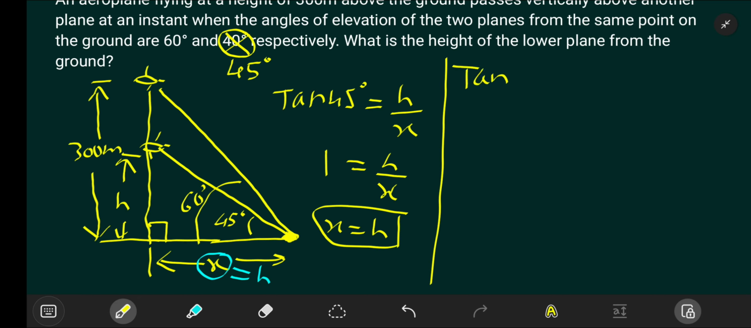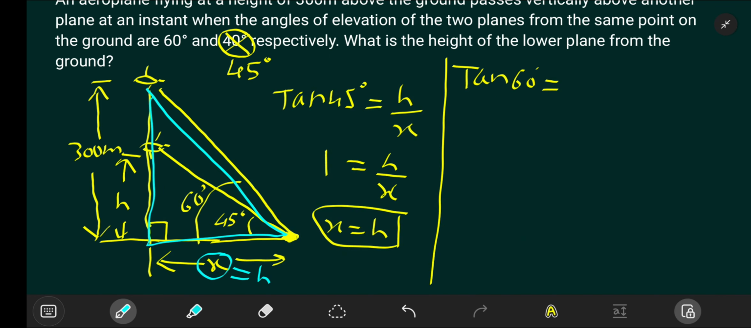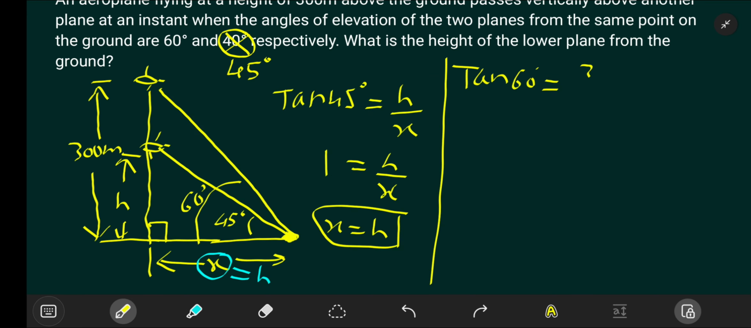Now next, tan 60 degrees. We will take this complete triangle, that is 300 meters. This angle is required for this complete triangle. For this complete triangle, tan 60 degrees is perpendicular side upon base. Perpendicular side is 300 meters, base is x. Yes or no? Now tan 60 degrees is equal to 300 divided by x. We know x is already equal to h.